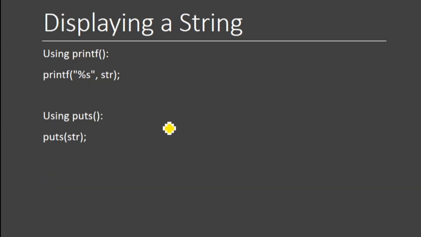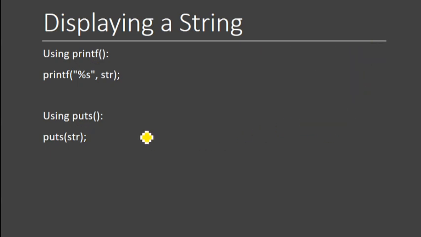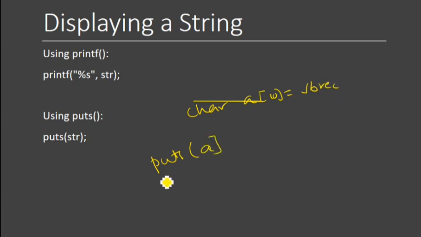Next, displaying a string on the screen by using printf and puts. With printf I can simply use printf with percentage s, comma, the variable. For example, I am declaring character a of 10 equal to jbrec. I should mention a here, and jbrec is going to print onto the screen. Or you can use puts a, which prints jbrec onto the screen. So by using printf, we can print a string onto the screen, and by using the puts function, we can also print the output onto the screen.